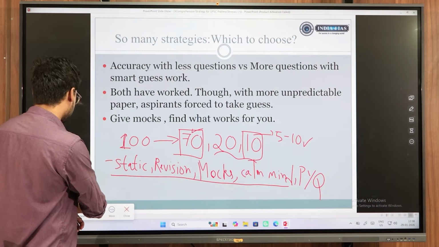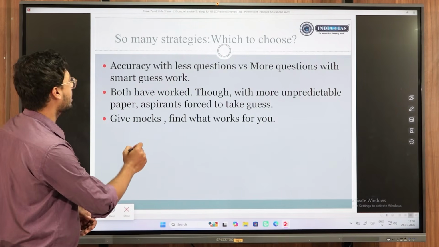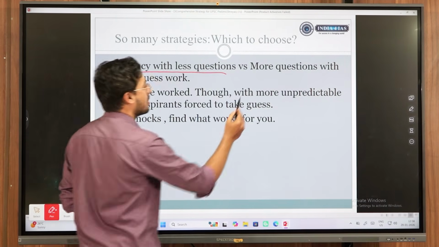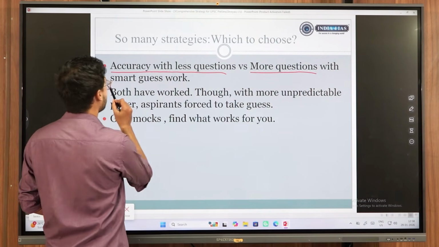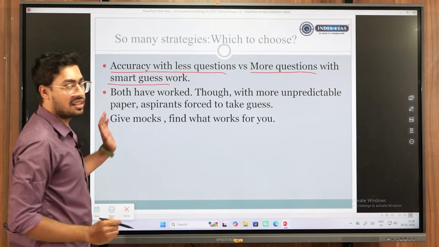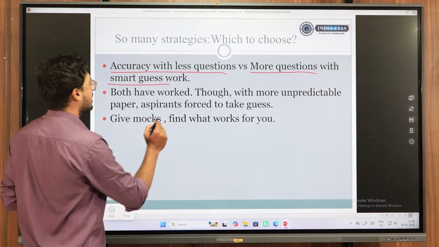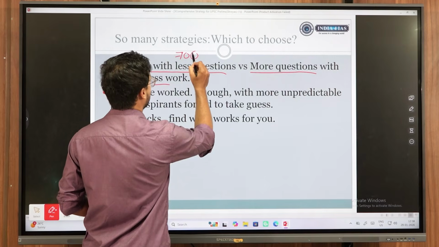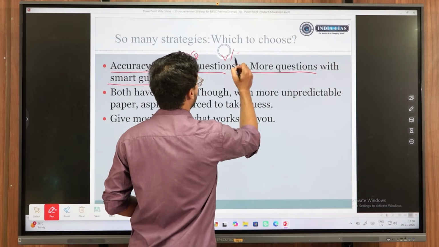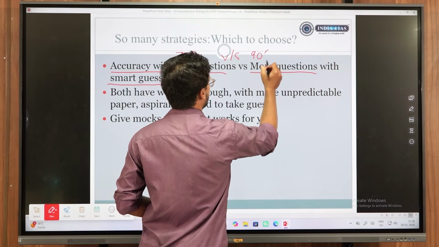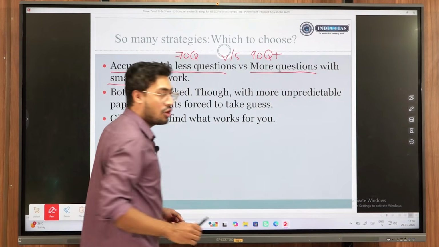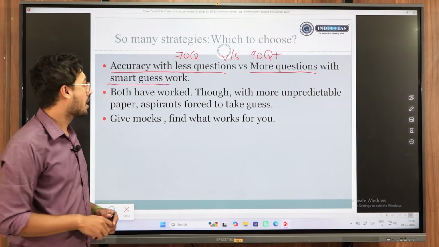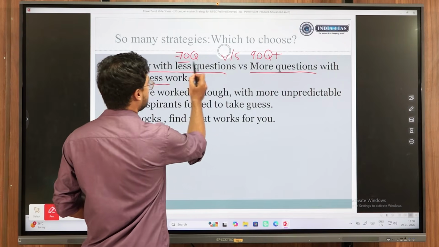Similarly, another thing which I wanted to tell: accuracy with fewer questions versus more questions with smart guesswork. Aspirants are confused between this. Accuracy with a smaller number of questions could be someone attempting 70 questions, versus someone who attempts 90 plus questions. So which person are you? Are you a person with more accuracy, or are you a person with good smart guesswork? So how do you know this?